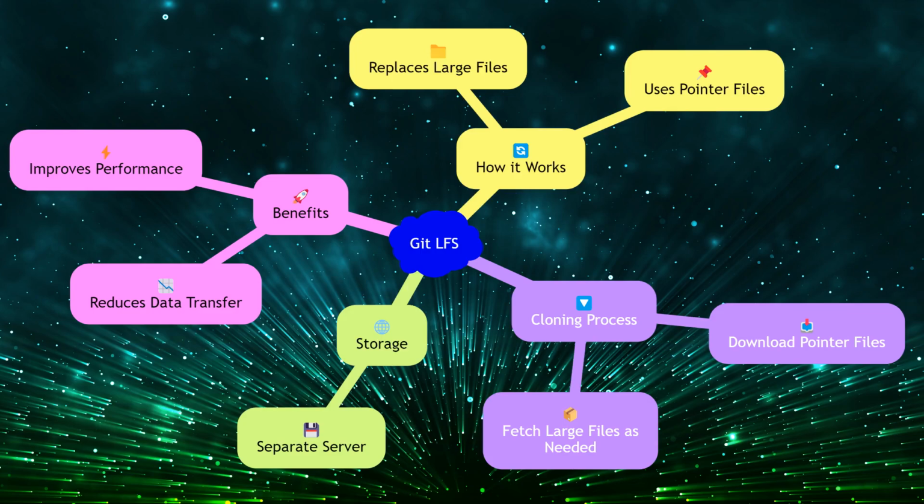Git LFS works by replacing large files in your repository with small pointer files. These pointer files reference the actual content, which is stored on a separate server. When you clone a repository that uses Git LFS, the pointer files are downloaded first, and the actual large files are fetched as needed. This reduces the amount of data transferred during cloning and improves overall performance.